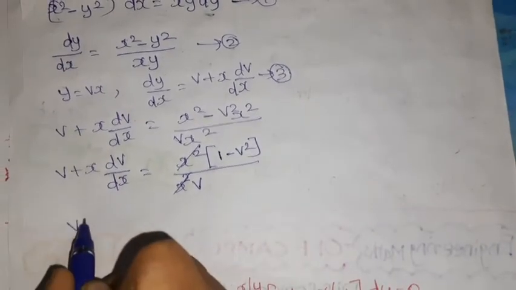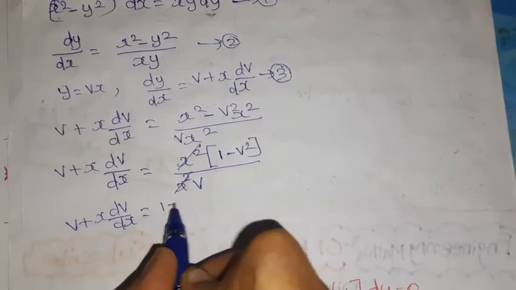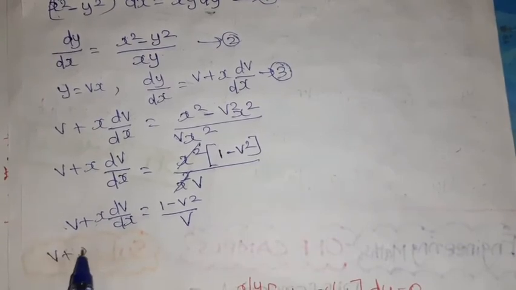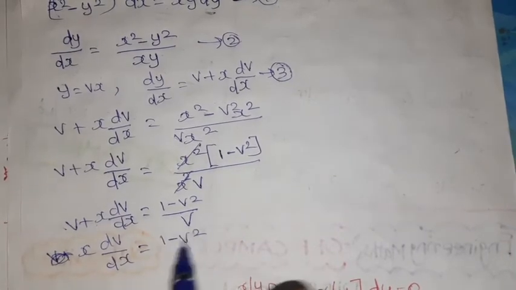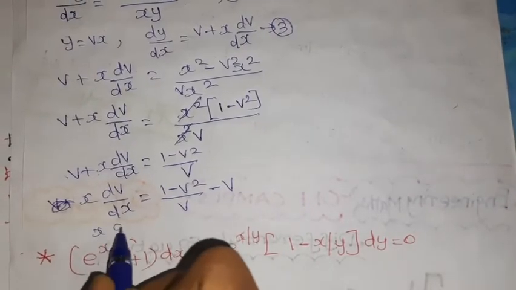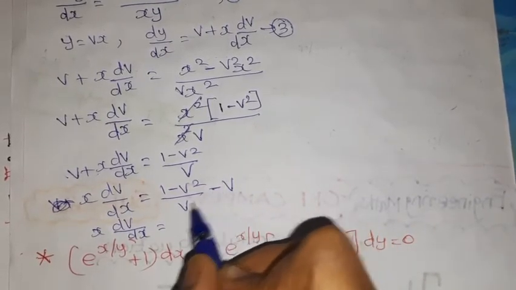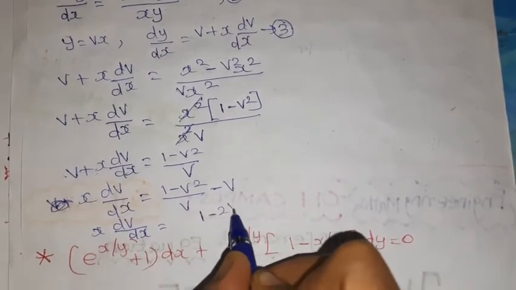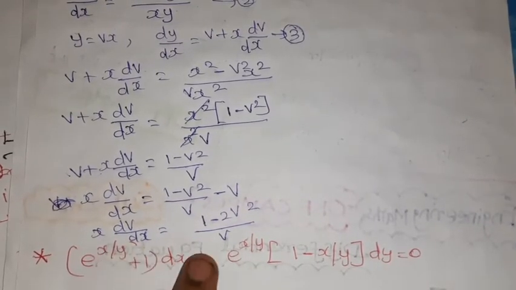What we get? v plus x dv by dx equals 1 minus v squared divided by v. So this v goes to that side: x dv by dx equals (1 minus v squared) by v minus v. Taking LCM, what will we get? x dv by dx equals 1 minus v squared minus v into v, which is nothing but 1 minus 2v squared divided by v.